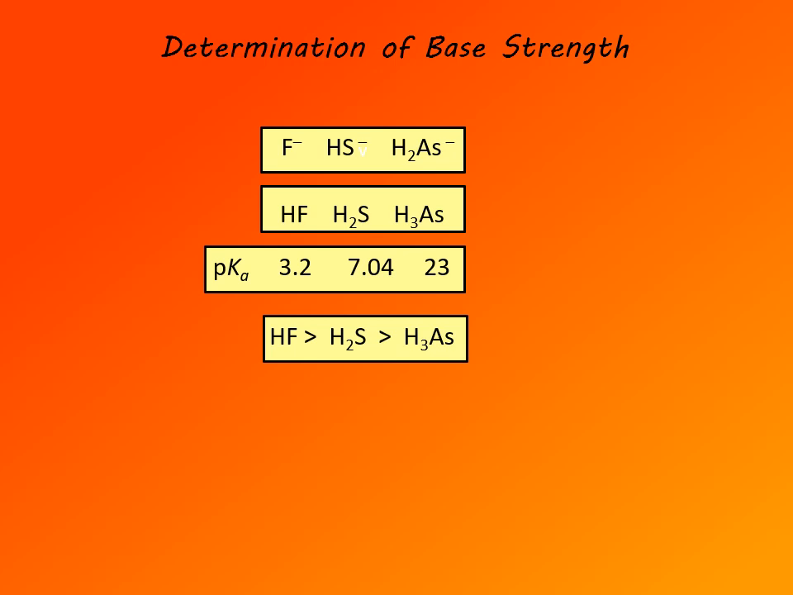Now we know that the bases are the conjugate bases of these 3 acids. And we know that the conjugate base of a strong acid is a weak base. The conjugate base of a weak acid is a strong base. So simply the order will be reversed. Since HF is the strongest acid, F- is going to be the weakest base. And since H3As is the weakest acid, H2As- is going to be the strongest base.